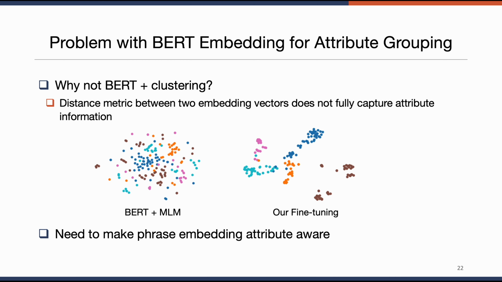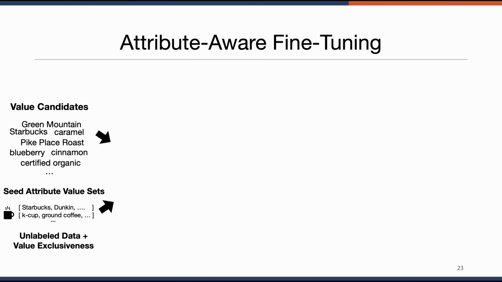Let me show you a little bit more why a BERT model plus clustering does not solve the problem. Here we show visualization of embeddings of value candidates generated from the first step. They are colored by the ground truth attribute type. On the left, we can see that with BERT for embedding, attribute values from the same attribute type are not always close to each other. And what we want is something like the one on the right, where we want the embedding to capture attribute type information. To make it happen, we designed this attribute-aware fine-tuning framework.